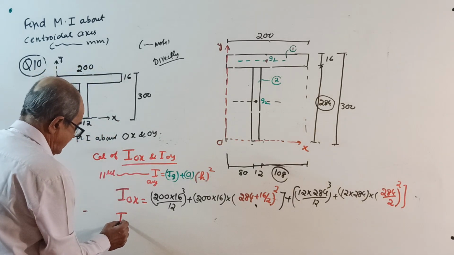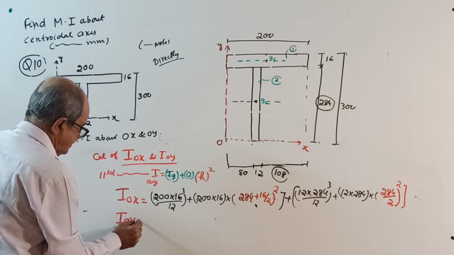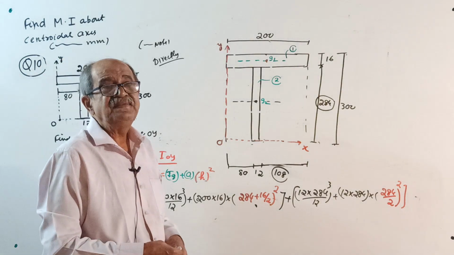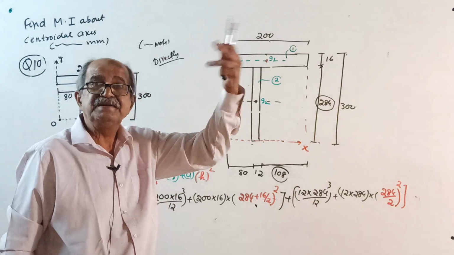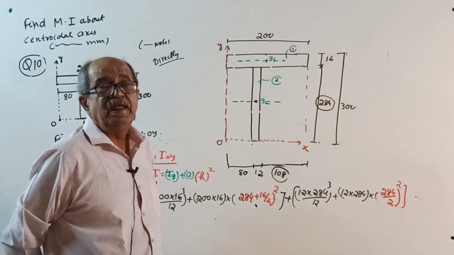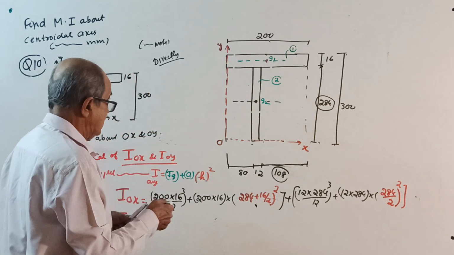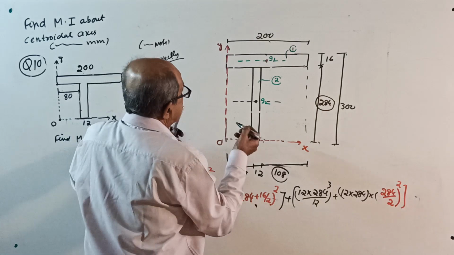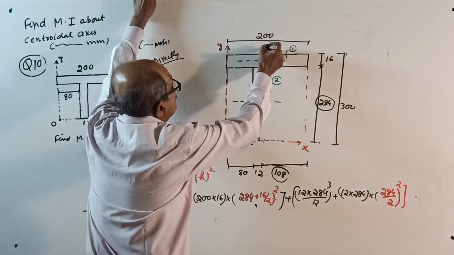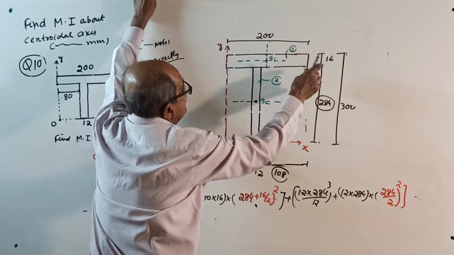Now I about OY. Whenever I write the full step, unless that answer is required for the next step, I will not write it. When I locate the centroid, I write the answer because the centroid is required. Now I about OY. Start. First, I about its own centroidal axis.